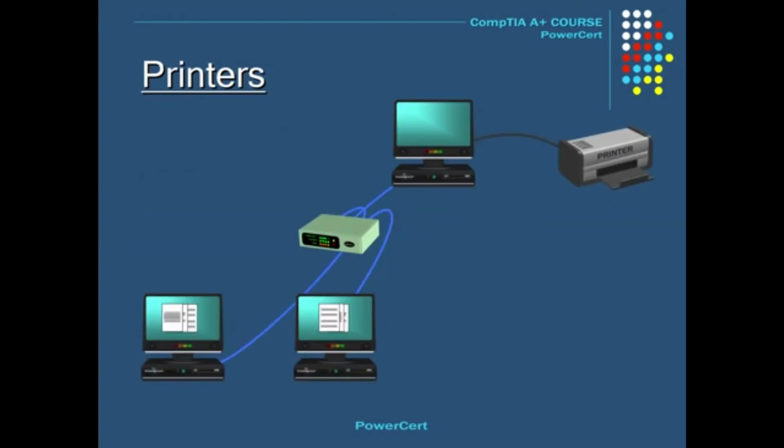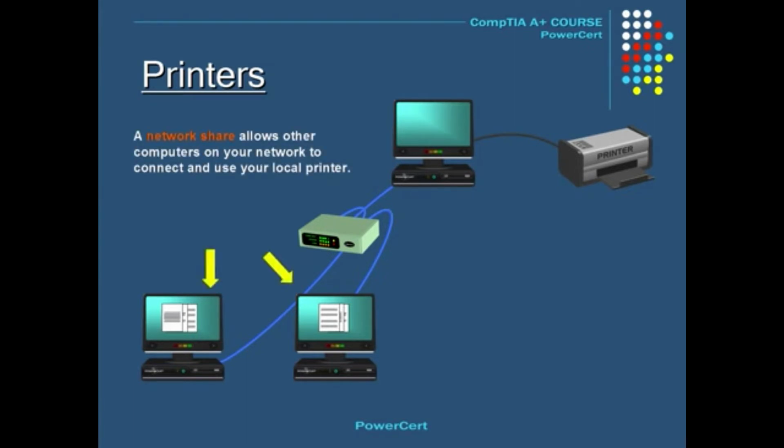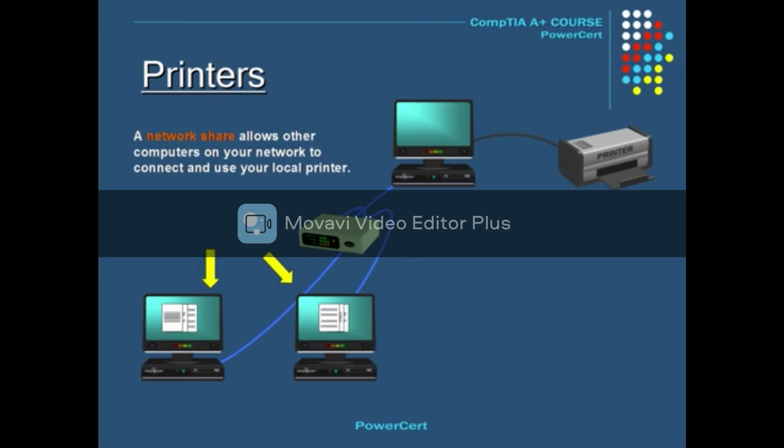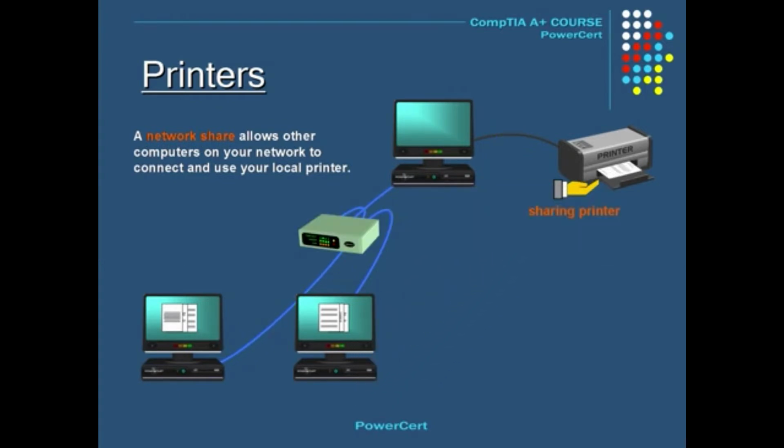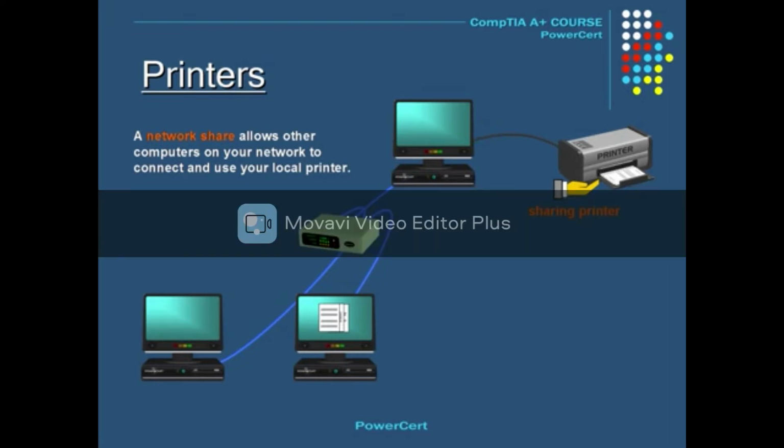Another method of connecting is through a network share. For example, you can allow other computers that are on your network to connect to your local printer by sharing your printer over the network. So after the printer share setup is complete, the other computers can now print to the printer that is connected to your computer. So your computer basically acts as a gateway for other computers to access your printer. But the drawback is that your computer has to be on in order for others to use your printer.